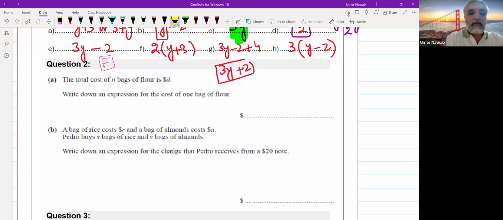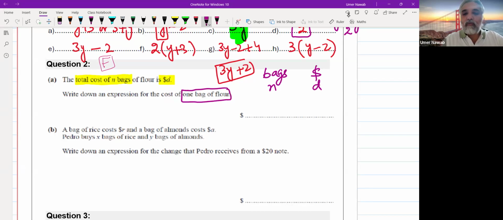The guy said the total cost of n bags is D dollars. So I have bags versus cost in dollars. I have n bags and their cost is D. The guy is asking you, what is the cost of one bag?